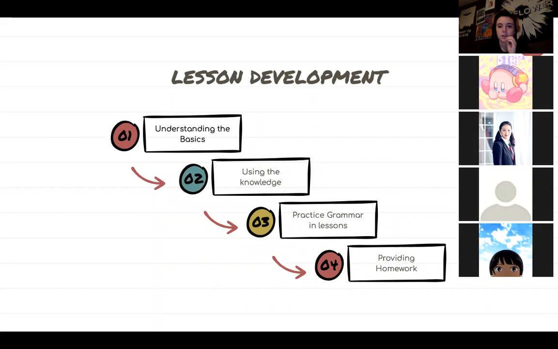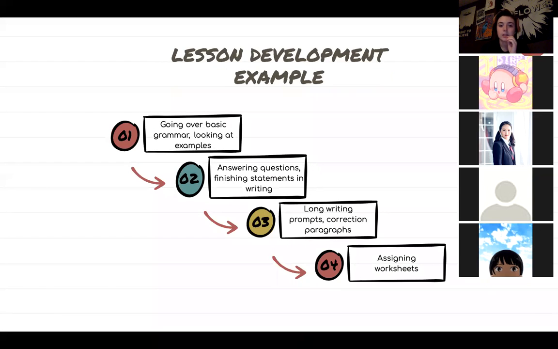of the lesson. And then here's an example specific to grammar. So going over grammar basics, looking at examples. And since grammar is so vast, this would probably be a specific grammar topic instead of all grammar. And then answering questions. I mean, that's related to a lot of other stuff we look at anyways, but the second one, answering questions, finishing statements and writing.